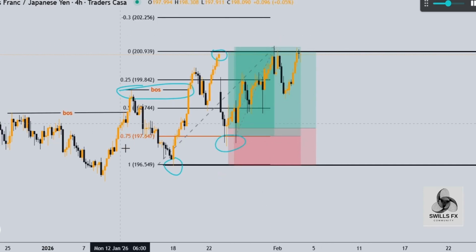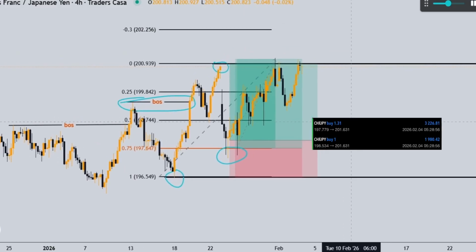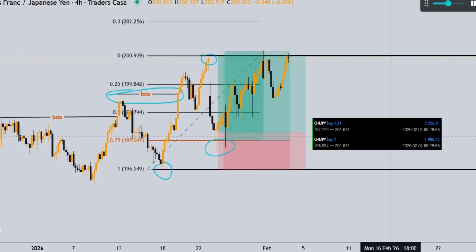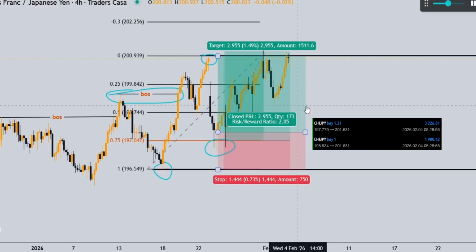So that's it for the setup, and right here you can see a screenshot of the profit I made from this trade setup.